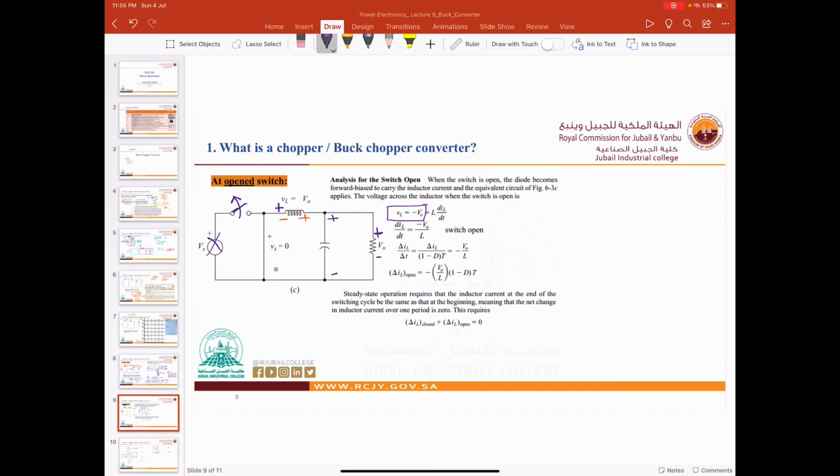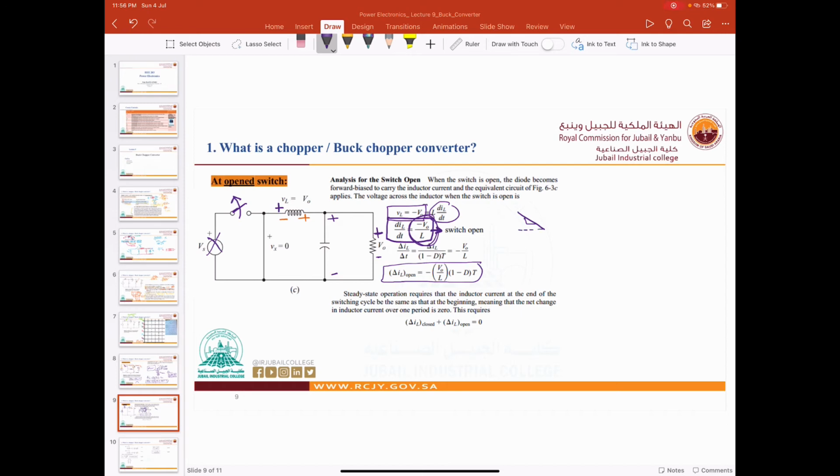So when the T is off, again we know that VL is equal to L di over dt. And we can conclude that dIL over dt is equal to minus V out over L, right? This is when the switch is open. Now we will multiply this value by T off. Remember, T off is 1 minus D, the duty cycle, multiplied by T. So for the rate of change of the discharge, we know the slope. The slope is ready because the slope is basically minus V out over L.